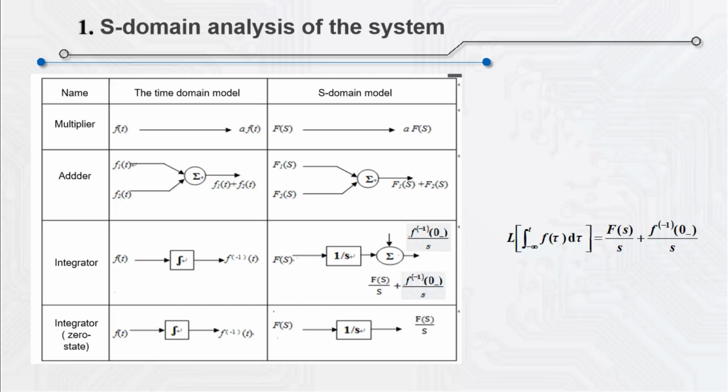The sum of the two parts can be represented by the sigma sum sign. The integral symbol can be replaced by 1 over s, so the integrator becomes: F(s) has 1 over s in front, then the sum sign behind. Then the output is equal to F(s) over s, adding the initial integral value f^(-1)(0-). Let's look at the integrator in the zero state. In a zero state, when the f^(-1)(0-) integral value is equal to 0, the integral of f(t) becomes F(s) over s. That is, the Laplace transformation of the integral of f(t) in S-domain space is equal to F(s) over s.